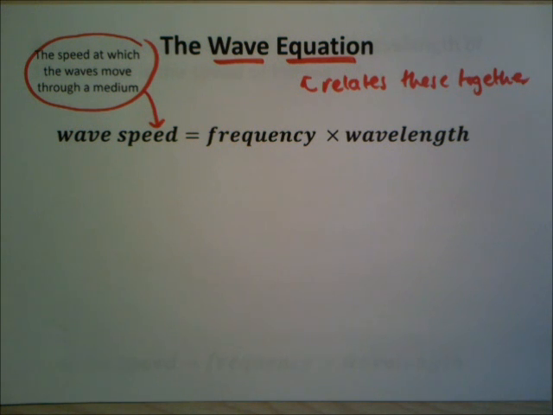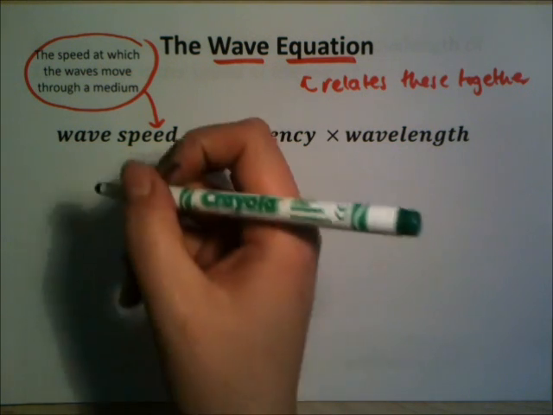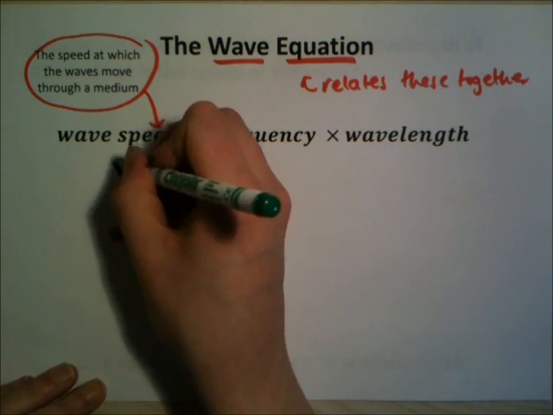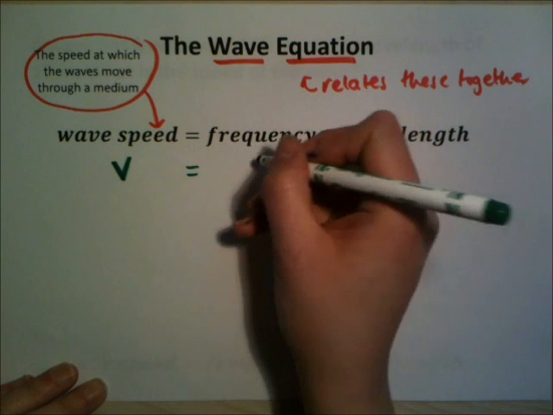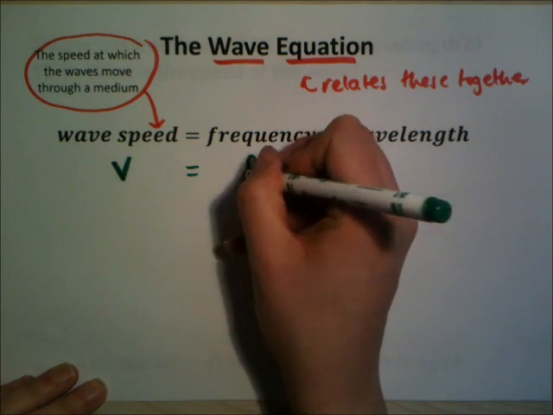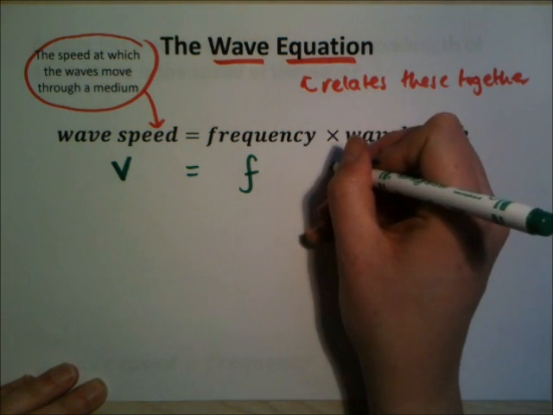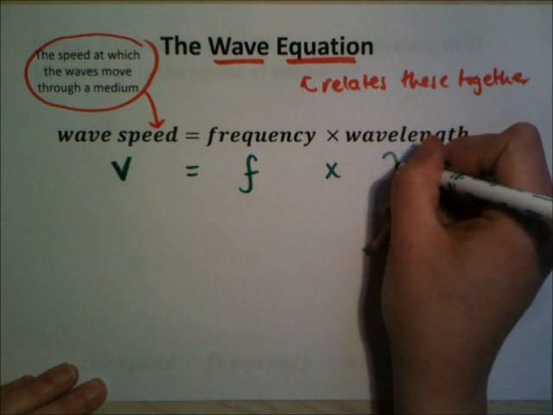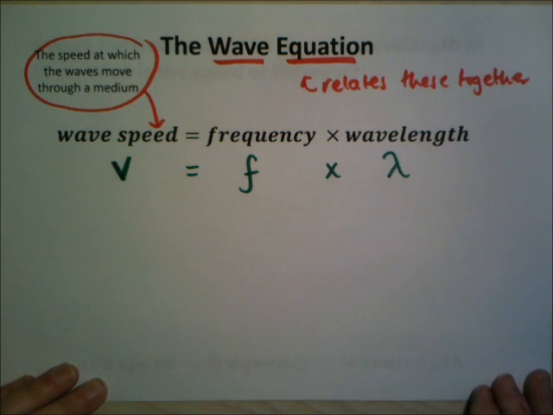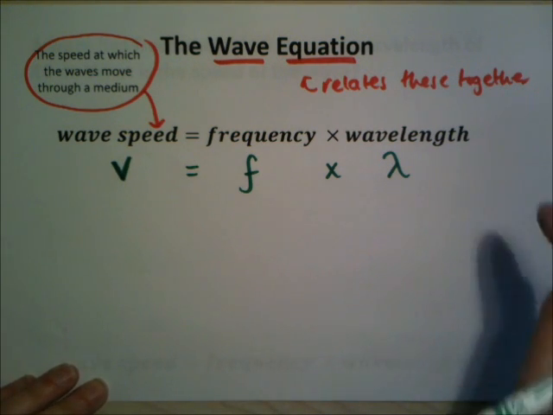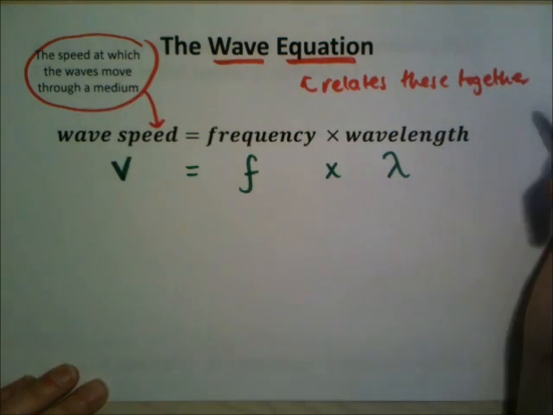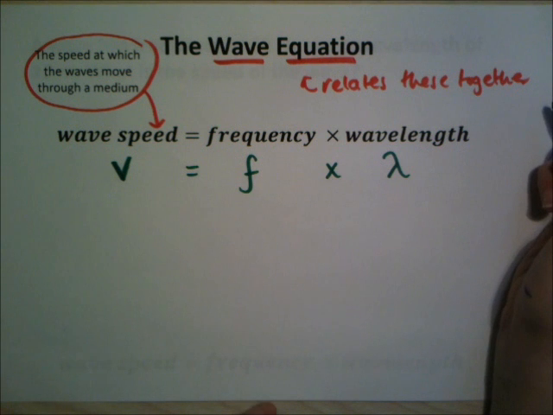Now, an easier way to write this, if you're writing it out lots of times, is using symbols. And the symbol for wave speed is V. The symbol for frequency is F. And the symbol for wavelength is something called lambda. Okay, it's a Greek letter. So V equals F lambda. Or if you like it in words, wave speed equals frequency times wavelength. You'll be given this equation in your exam, but you need to know how to use it.